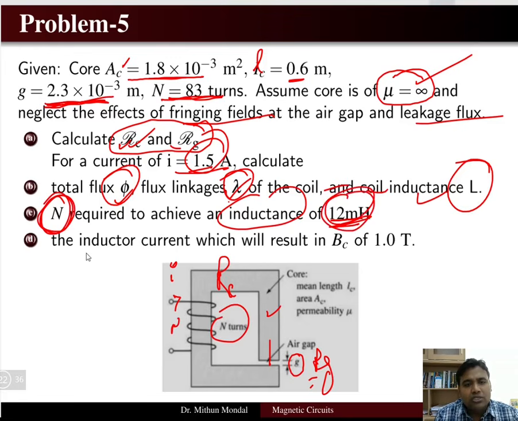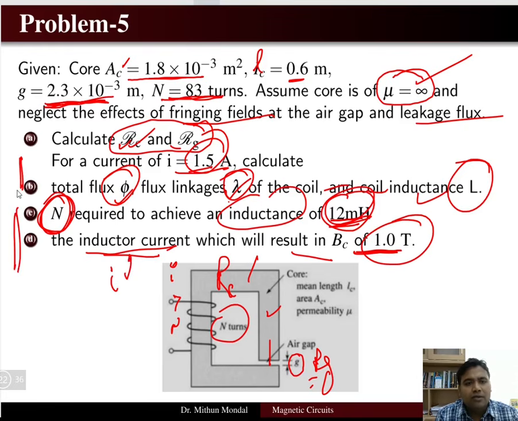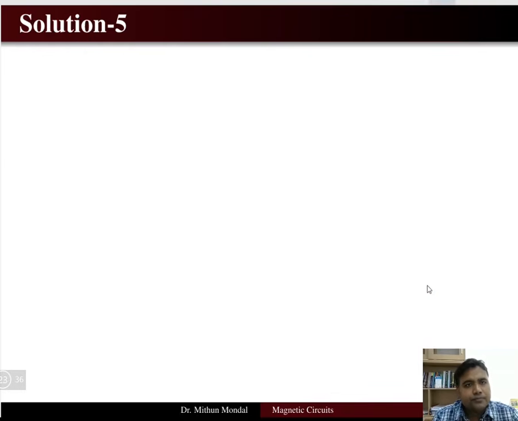And the third part of the question: what is the inductor current that will result in a flux density of 1 Tesla? If you want to maintain a flux density of 1 Tesla in the core, what inductor current do you require? This part is separate from the previous part. Please do not take 1.5 ampere here, otherwise it will be a mistake. So this was the question being asked. For problem number 5, we will see the solution.